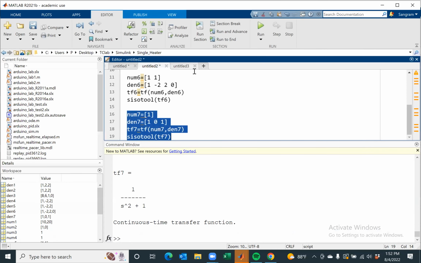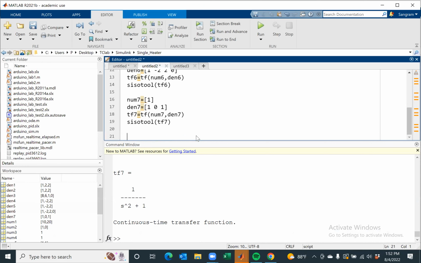Okay, now what I want to do is something else. If you have a differentiator, your transfer function is going to be just S. That would be the differentiator. If you look at the Bode plot of a differentiator, it will be a straight line. If you look at the Bode plot of an integrator, it will also be a straight line.